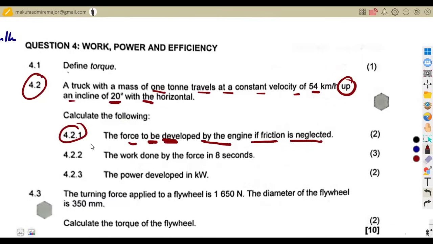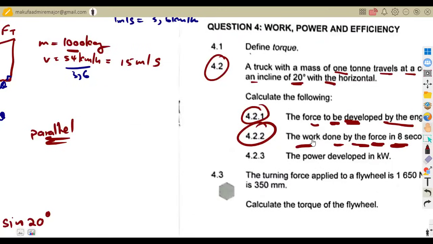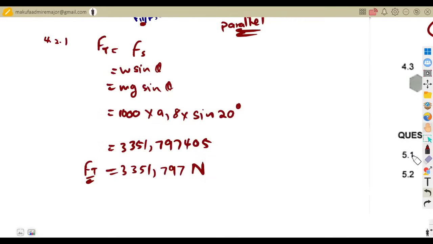All right, then 4.22, the work done by the force in 8 seconds. What is going to be the work done? We have the force there, but we need the work done in 8 seconds. That is the question, 4.22. How do you calculate the total work done? Remember, that is the total force times the displacement, the distance. So we do not have this. Where are we going to have it?